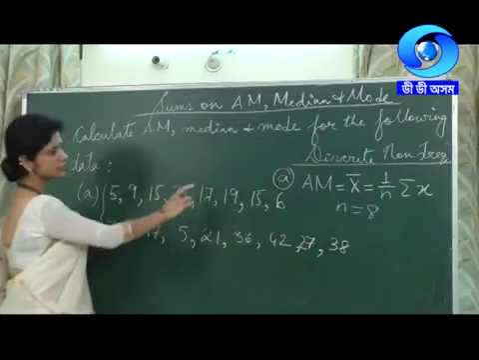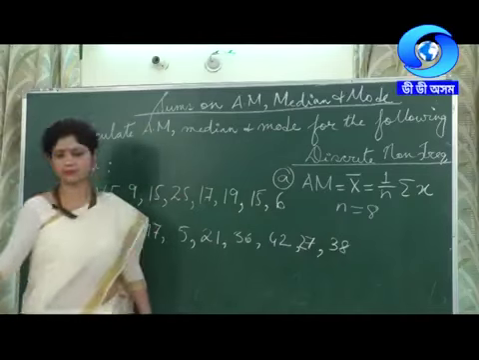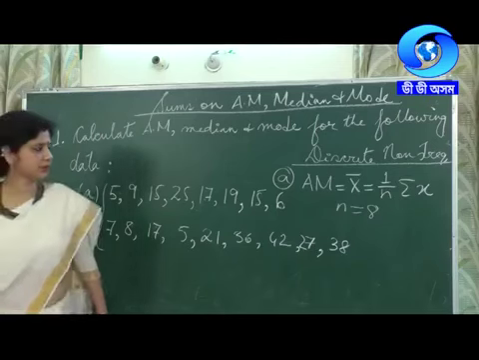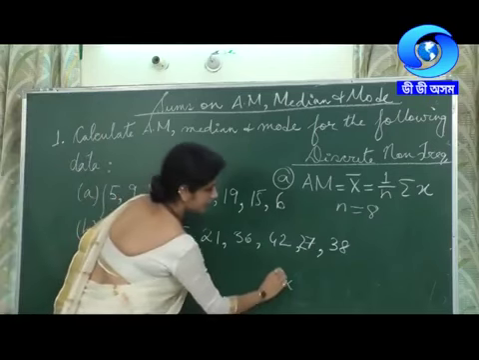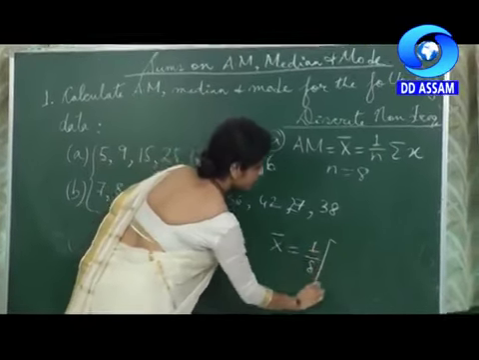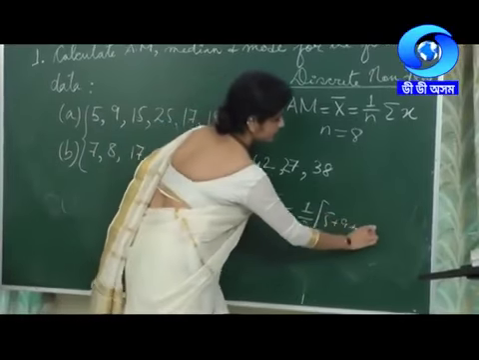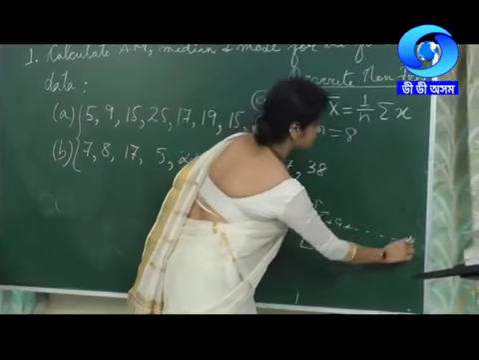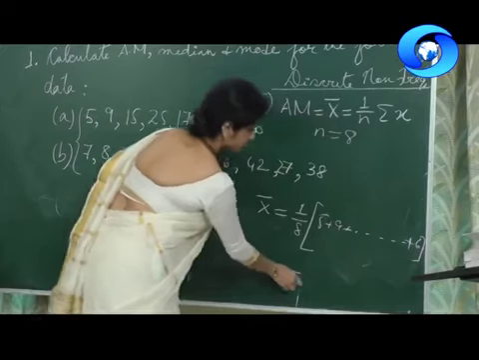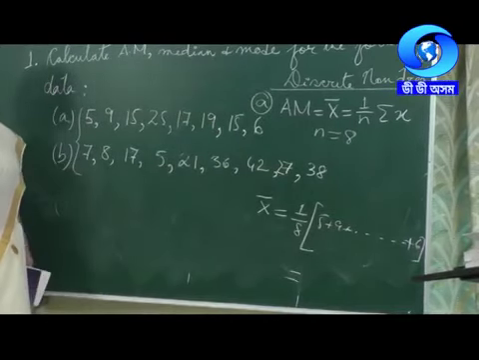And for summation x, what do we have to do? We have to add all these values. That is, x bar will be equal to 1 by 8 and you will add up all the values given to you. This is very, very simple. All the values up to 6. Whatever you get will be the result for arithmetic mean.